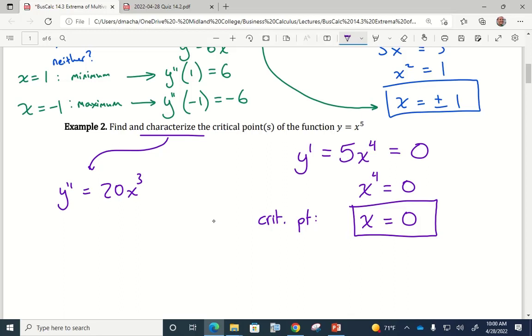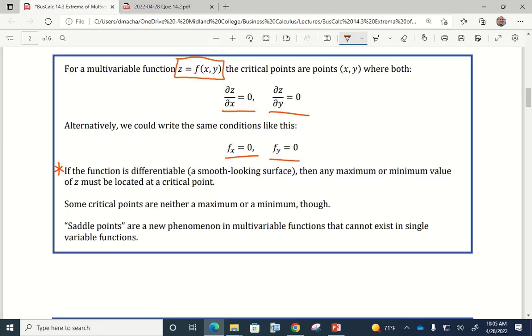candidates that might be maximums or minimums. But just like before, some critical points are neither a maximum nor a minimum. And there's going to be a whole new phenomenon in multivariable functions that we call saddle points. And you won't find any saddle points in single variable functions. Saddle points only show up in multivariable functions.